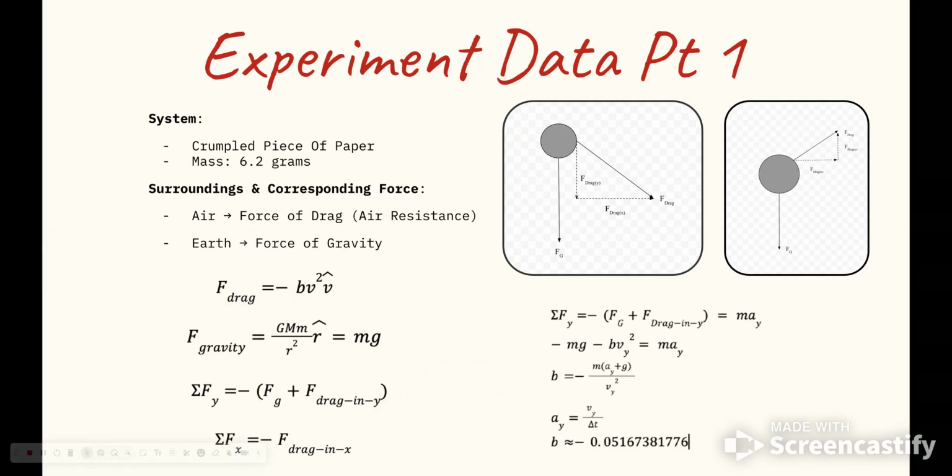A free body diagram is shown on the left. The free body diagram on the right is what it looks like at the end of the motion, where drag is pointing upwards.